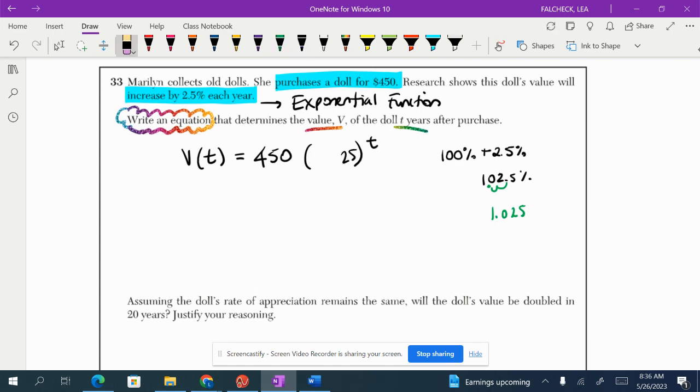Oh, that's kind of messy. Hold on, let me just... 1.025. That's our equation. It models the value of the doll T years after purchase. We're done with part 1.